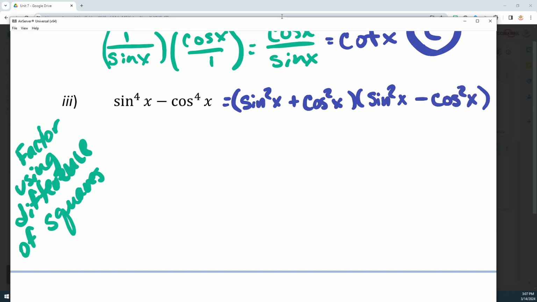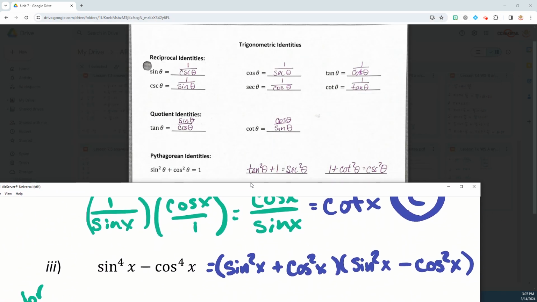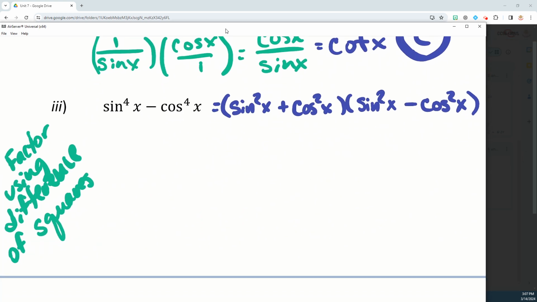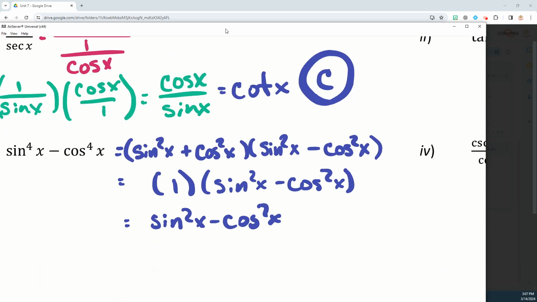All right, and then if we look at our identities, sine squared of x plus cosine squared of x is always going to just be 1. All right, and so when I multiply that by 1, I just get sine squared of x minus cosine squared of x, which is choice B.